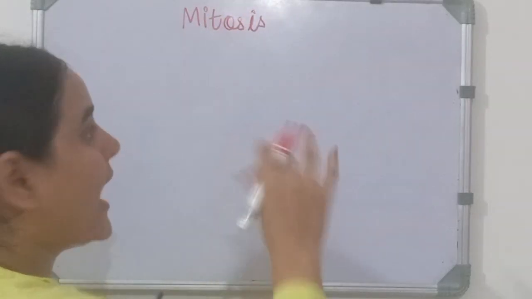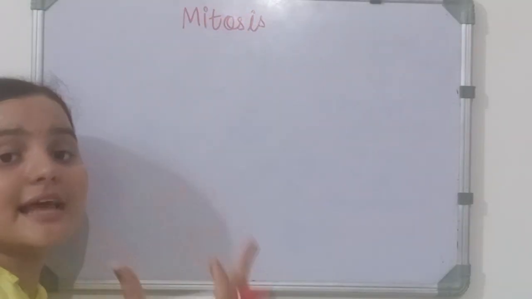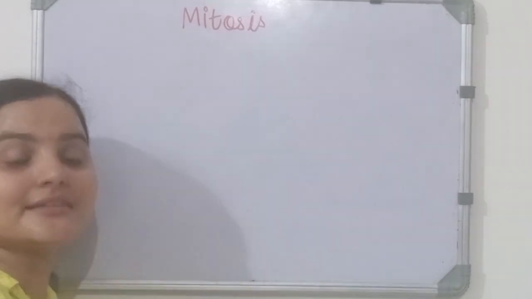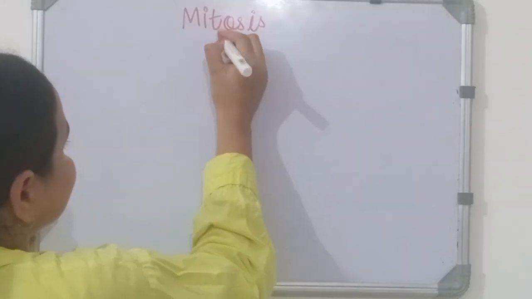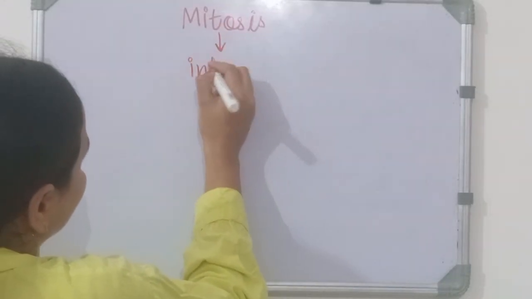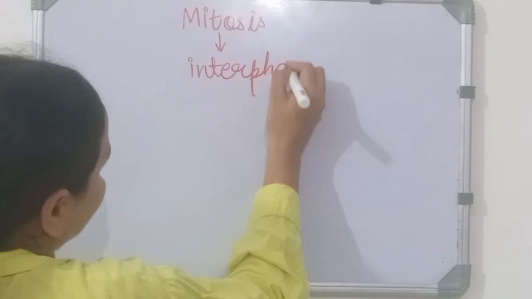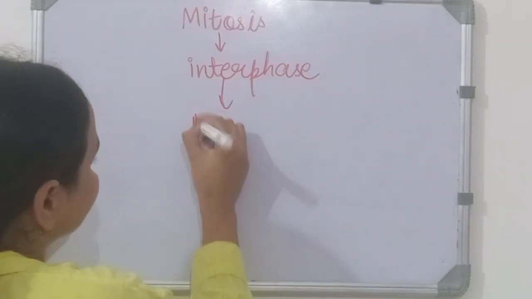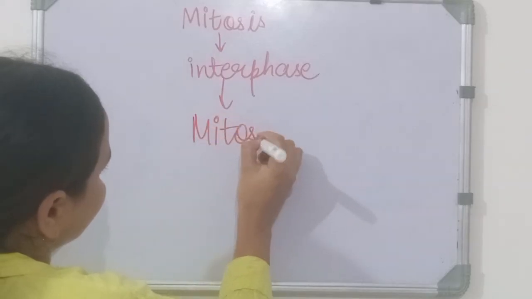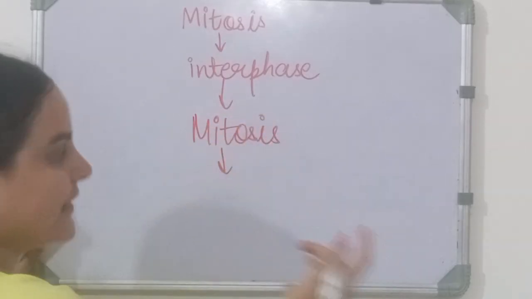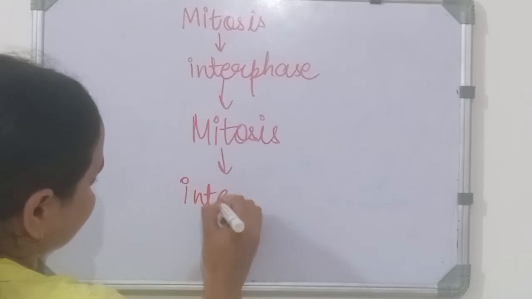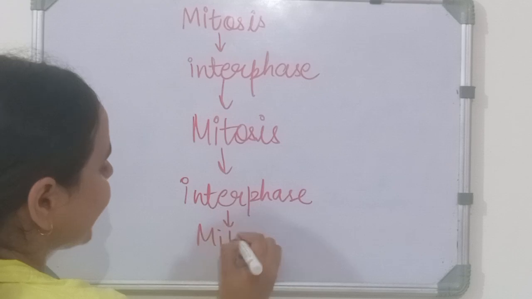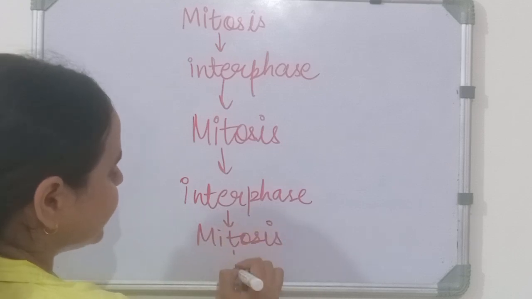Then after mitosis again the cell will prepare for the next division. So that preparation for the next division is known as interphase. Then again the cell divides and again mitosis happens. Then again interphase will happen. Then again mitosis, and this cycle will keep on repeating.